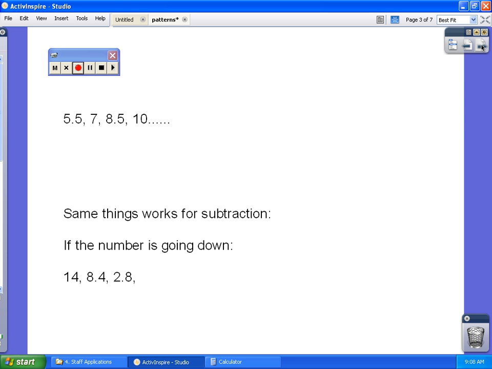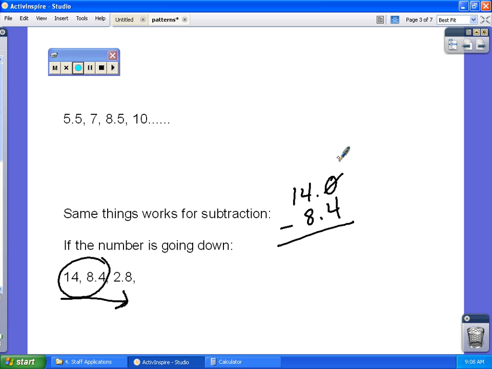Okay. Now that you paused the screen, now that you've already checked, we're going to work on subtraction. If the numbers are going down, like these are, you're going to use the same concept you learned in addition. If your numbers are going down, you still want to know how much is between those numbers. So you could do 14 minus 8.4, and we're going to make that 14.0. And you end up with 5.6.